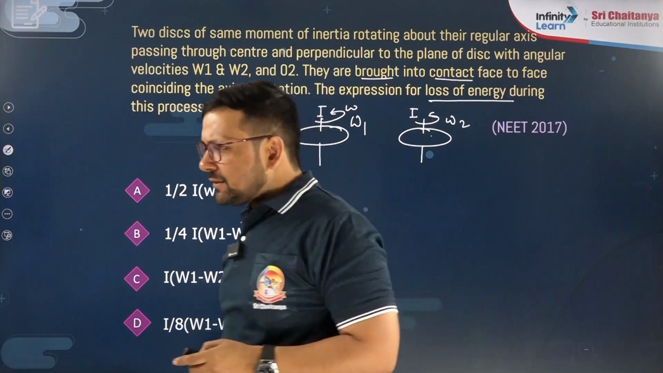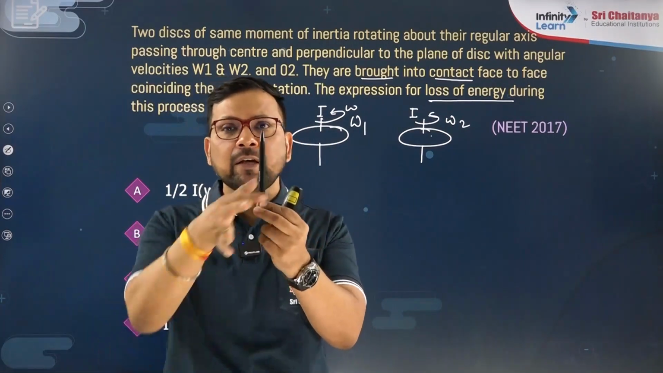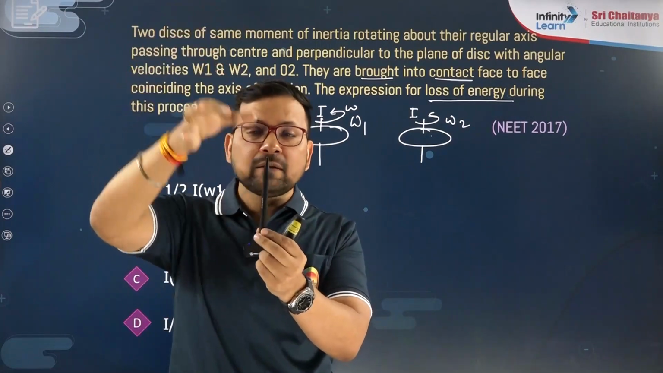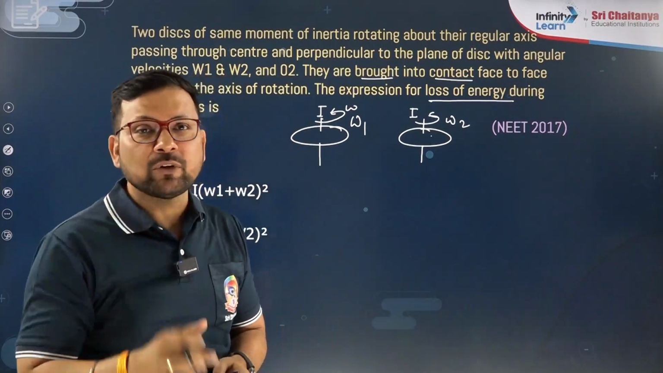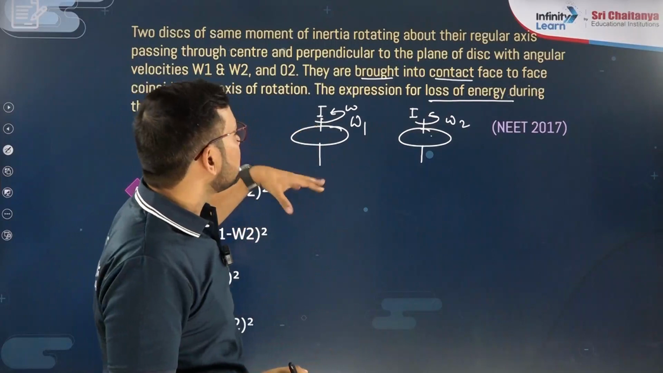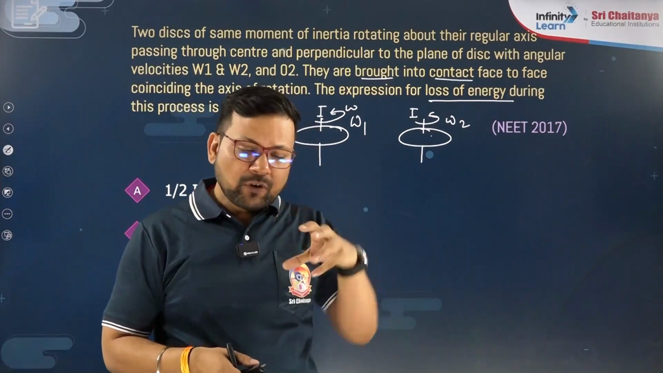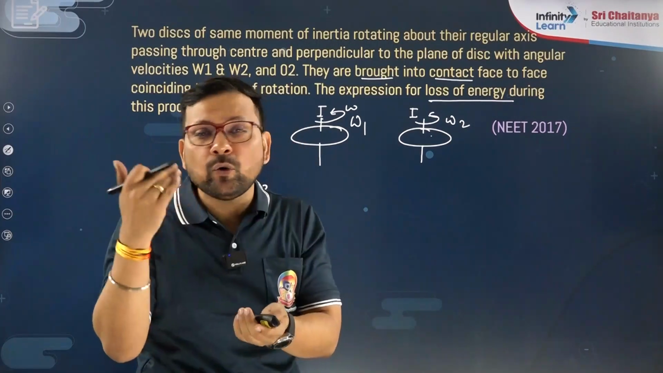Okay, understand the question. This is the axis. Here one disk is rotating. The second disk was rotating earlier, but it is made to touch it. Here one thing is very important and very conceptual also. We will assume this disk to be rough. Friction is there. What friction? Because one disk is rotating, the second is also rotating with a different omega.